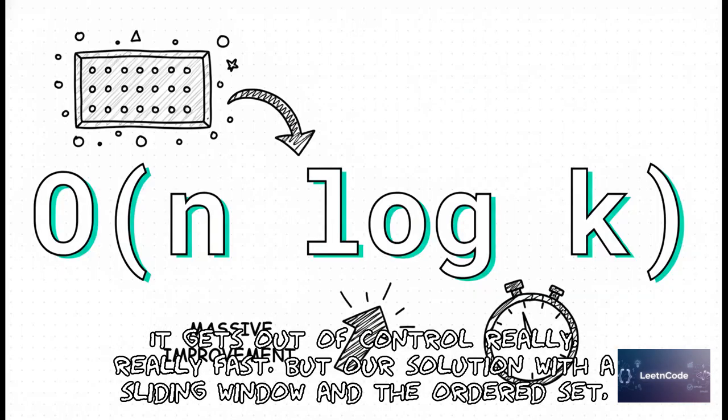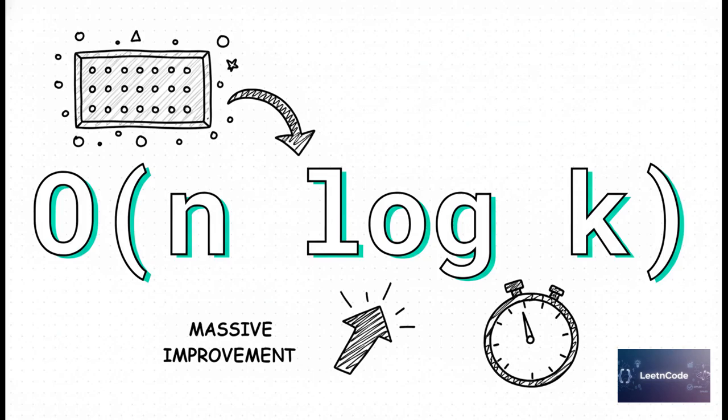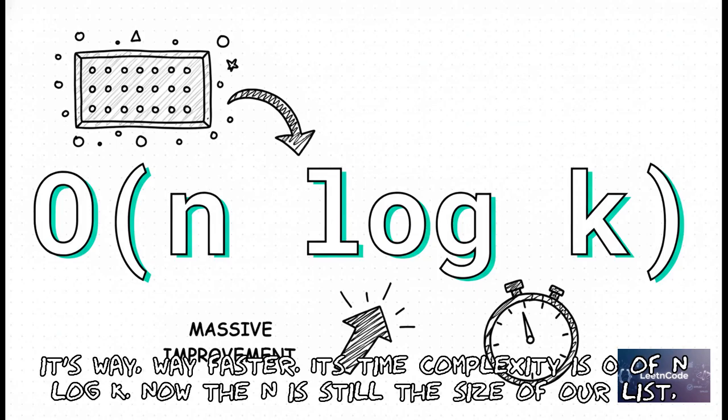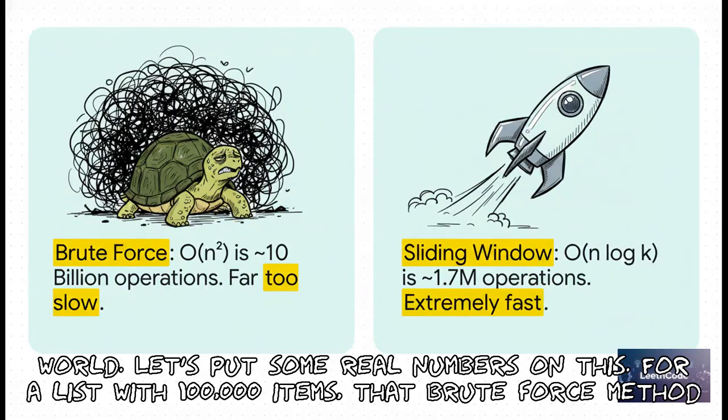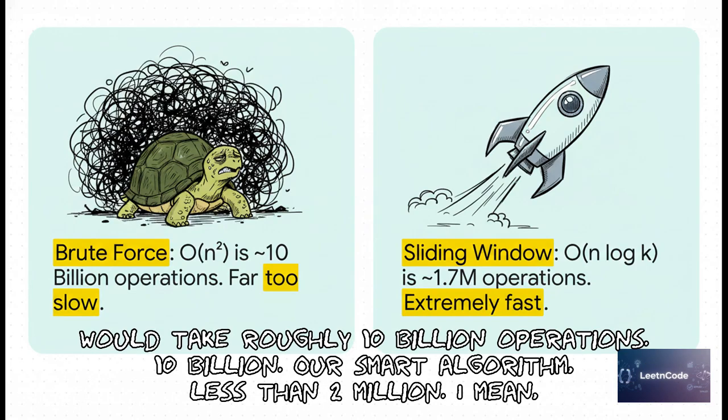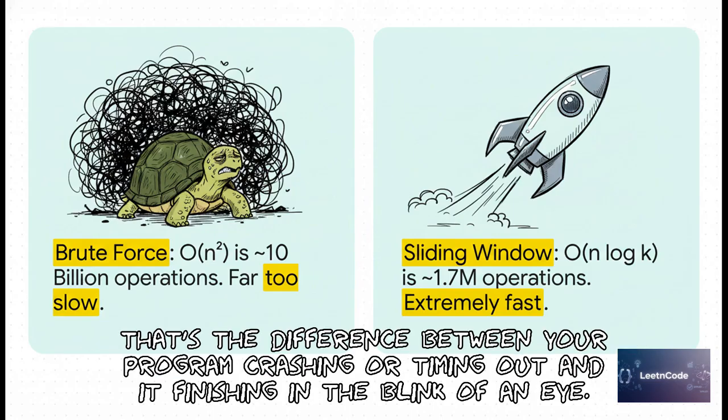But our solution, with the sliding window and the ordered set, it's way, way faster. Its time complexity is O of n log k. Now, the n is still the size of our list, but that k, that's just the tiny size of our window, and that makes all the difference in the world. Let's put some real numbers on this. For a list with 100,000 items, that brute force method would take roughly 10 billion operations. 10 billion. Our smart algorithm, less than 2 million. I mean, that's the difference between your program crashing or timing out and it finishing in the blink of an eye.